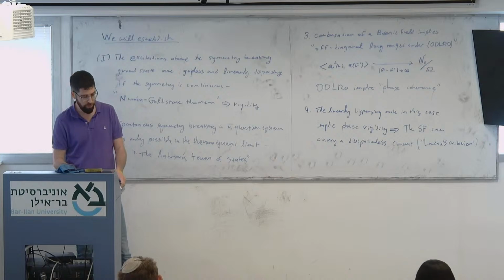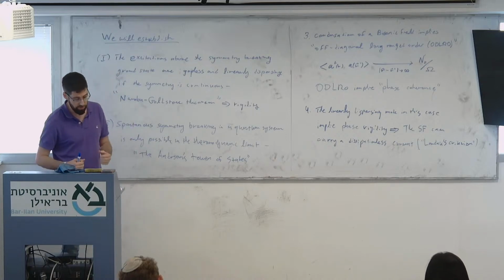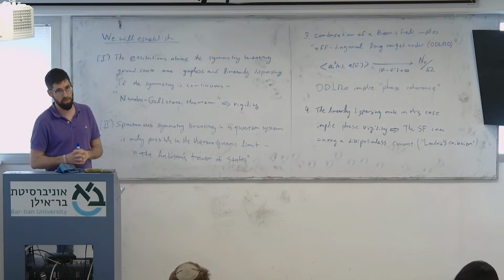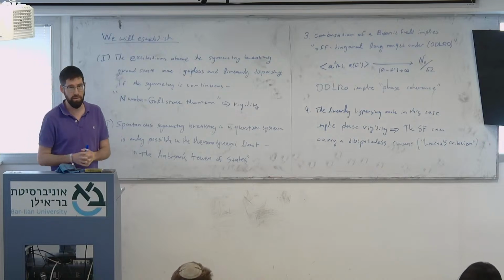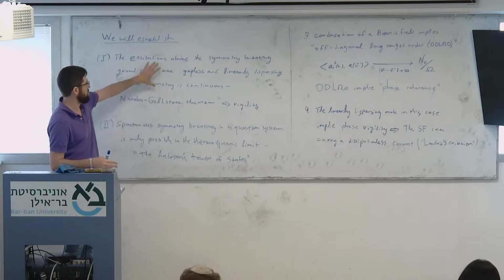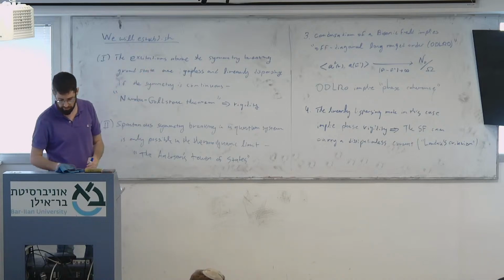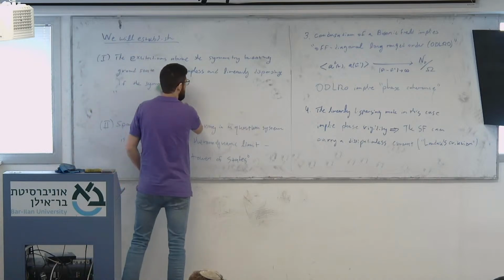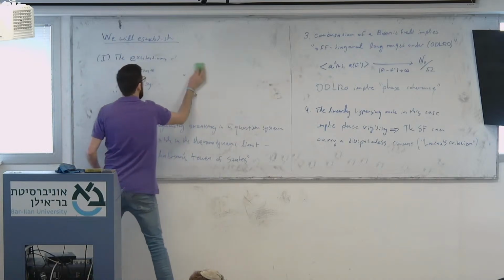So the first thing we're going to do is we want to obtain the low energy effective theory of the broken symmetry state. And there we will see this linearly dispersing mode, this guy. Okay? And this is called the XY model.